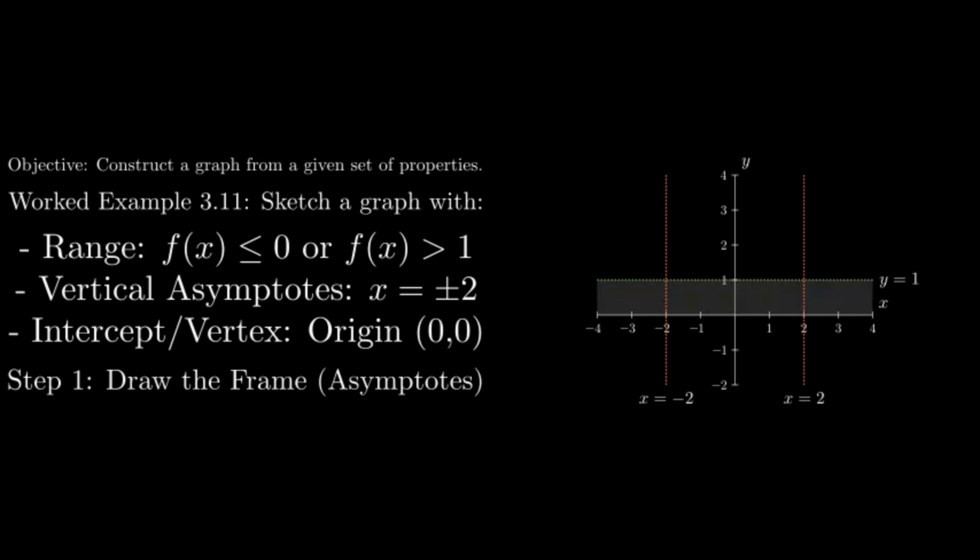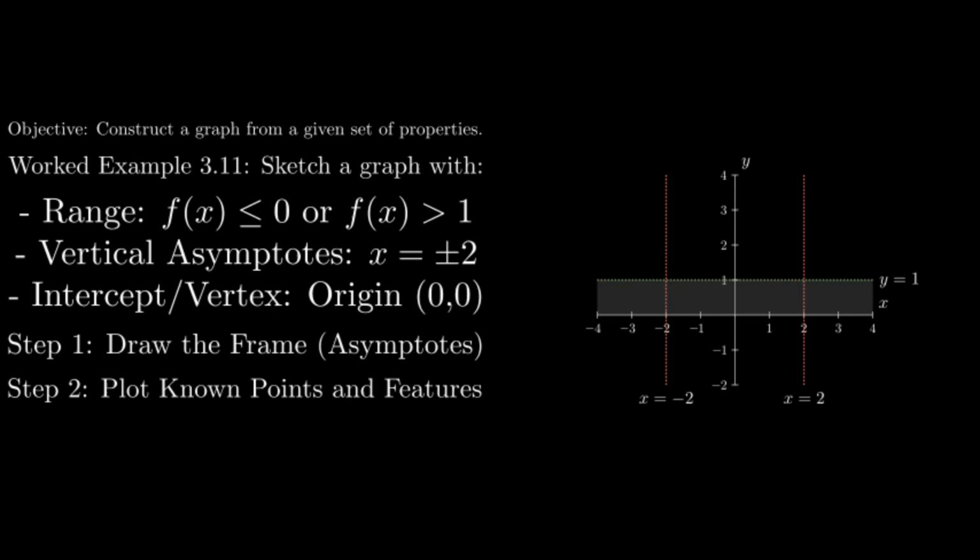The range also tells us the graph can't be in the space between y equals 0 and y equals 1. Let's shade this forbidden zone. The graph must live entirely below the x-axis or entirely above the line y equals 1. Step 2 is to plot any known points. We are told the origin (0, 0) is an intercept and a vertex. Let's place a dot at the origin.